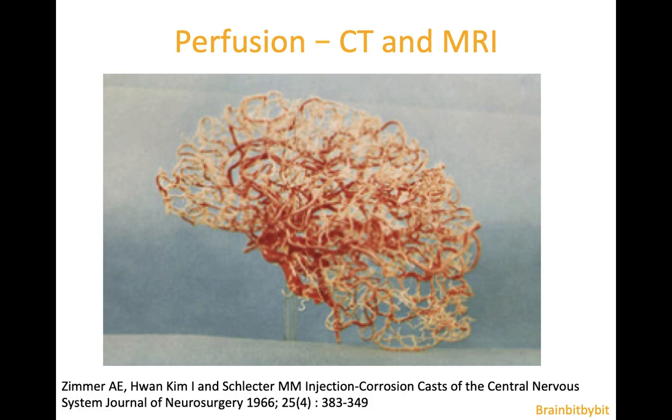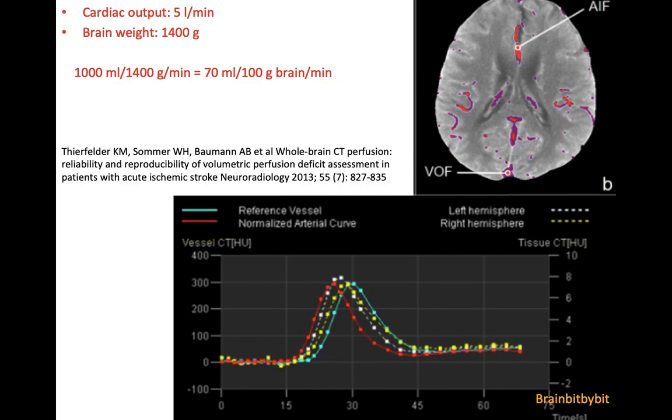I'm going to talk about visualizing the perfusion of the brain with CT and MRI. And with some basic knowledge, you can reason what the normal perfusion of the brain should be. The brain receives about 20% of the cardiac output, so 1 liter per minute, and weighs about 1.5 kilo. So there's 17 milliliters of blood going to 100 grams of brain each minute. And this number is a little bit higher in gray matter than in white matter.